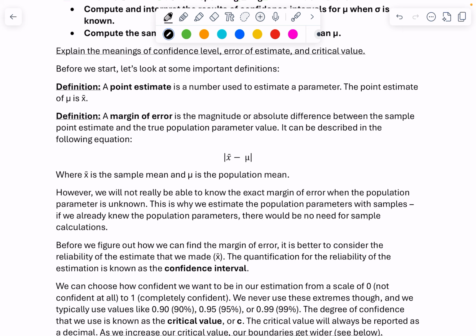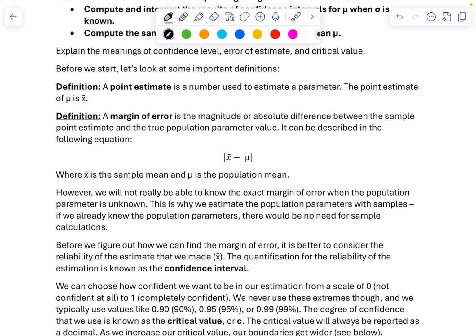The next definition that I want you to be familiar with is the margin of error. And when we talk about a margin of error, we also talk about this idea of a maximal margin of error that will be discussed in later chapters. And this will go into how much estimate uncertainty we're going to be including. But before that, the margin of error is talking about the magnitude or the absolute difference between our point estimate and the true population parameter that we're looking at.